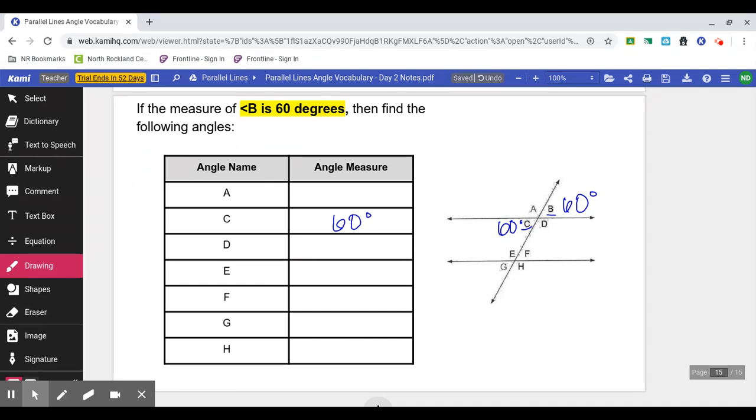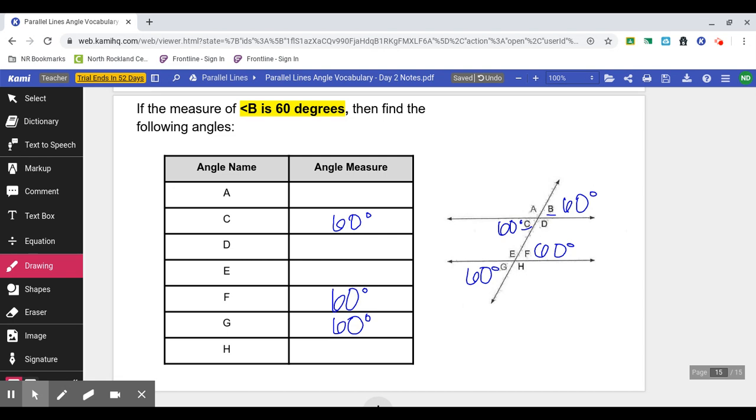All right, I know angle B and angle F are corresponding angles because they're both on the top right, which means angle F also has to equal 60 degrees. Okay, I'm going to stay on that second parallel line. I also know angle F and angle G are vertical angles, and vertical angles are equal, so angle G also has to equal 60 degrees. Okay, now I'm done with my 60-degree angles.